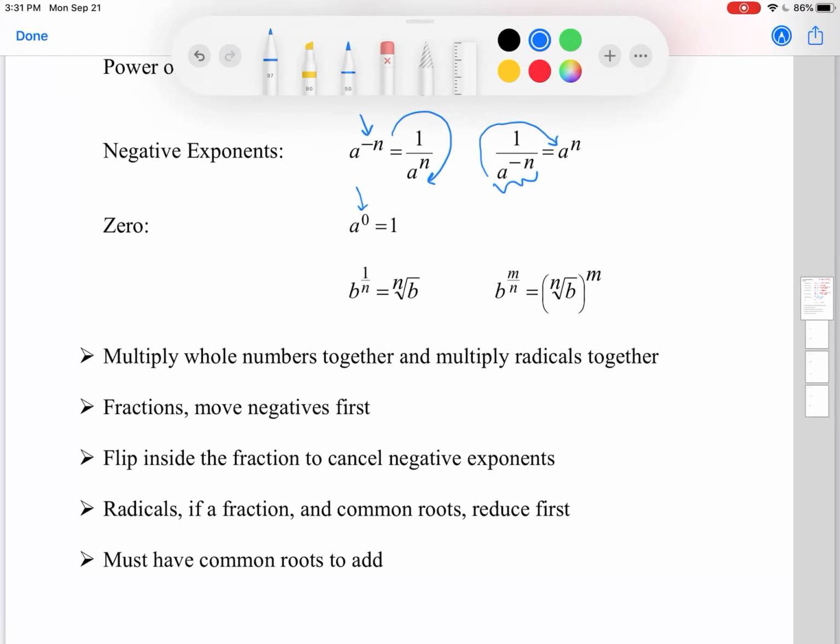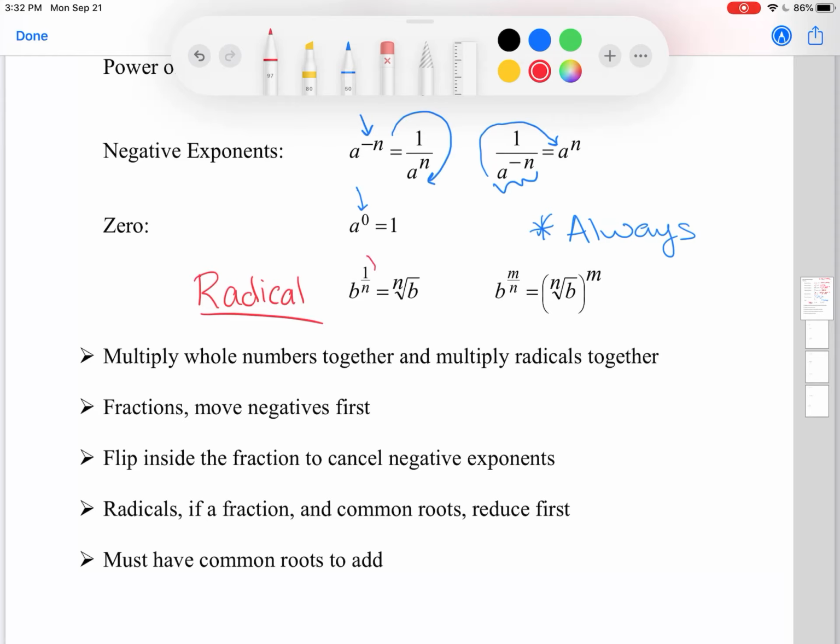Moving down the list here, we have the zero property, which means anything to the zero power is always going to be 1. Doesn't matter what that is. Okay, let's write this correctly for you guys. It says always. So always keep that in mind. And then last but not least, we have this rule here, and I kind of want to call it the radical rule.